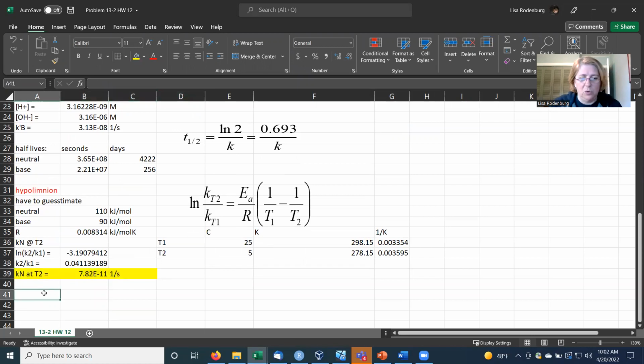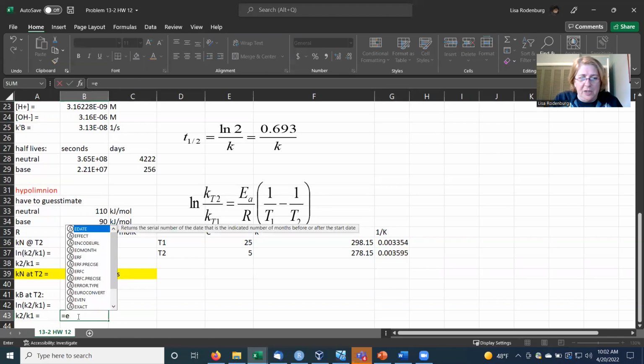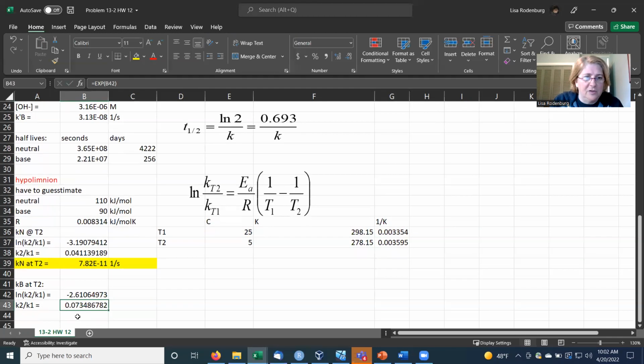Okay, now let's do KB at T2. So same kind of thing here. I'm just going to copy these. All right, so that is equal to, let's see, now my base catalyzed activation energy divided by R times, again, 1 over T1 minus 1 over T2. Okay, not quite as negative, which means that the difference between the two is not quite as big. EXP of that. So now it's 7%.